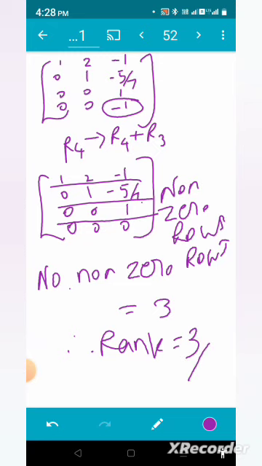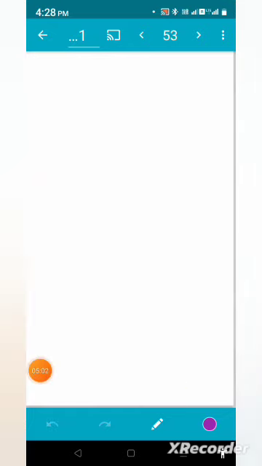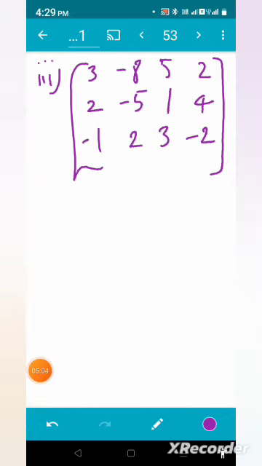I hope you all understand this problem. Go to the next problem. So the third part is, the given matrix is this, we have to find the rank for this by using the row reduction method. Similarly, the second problem.